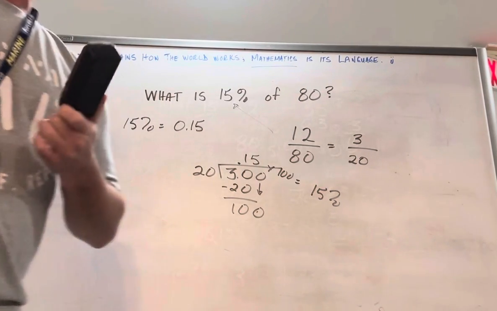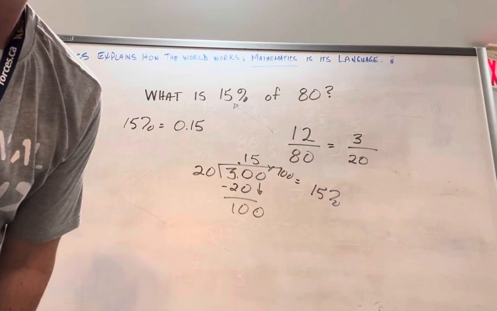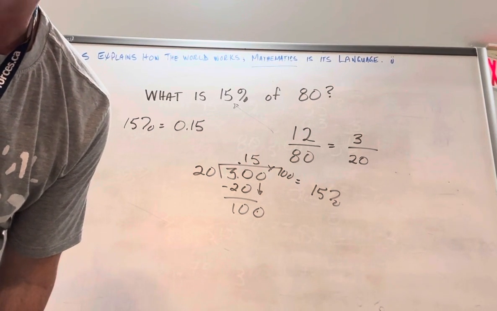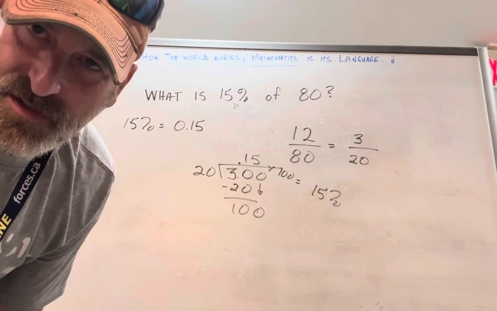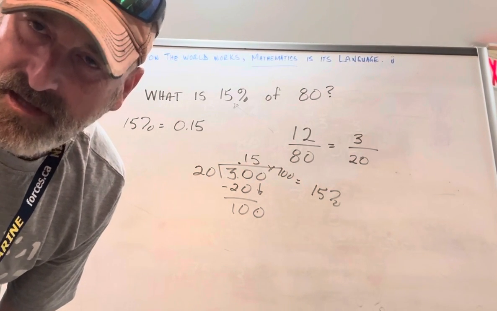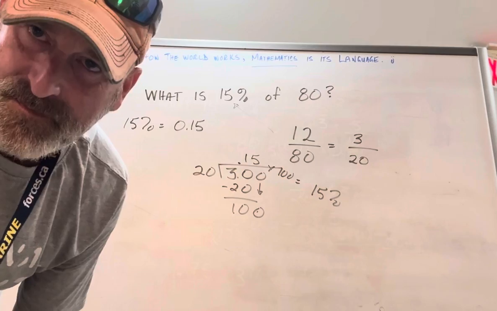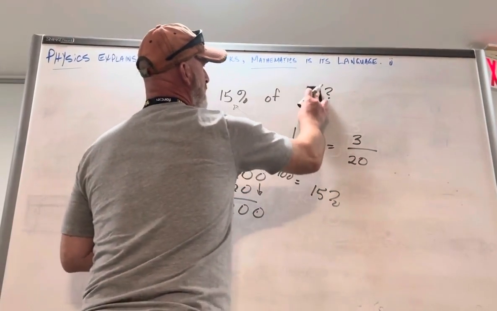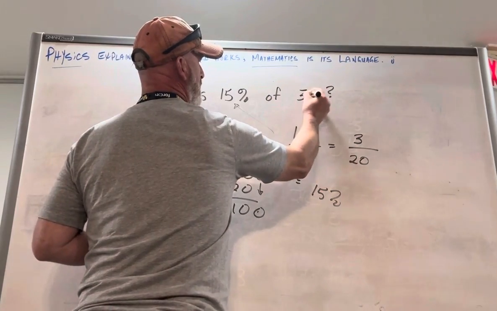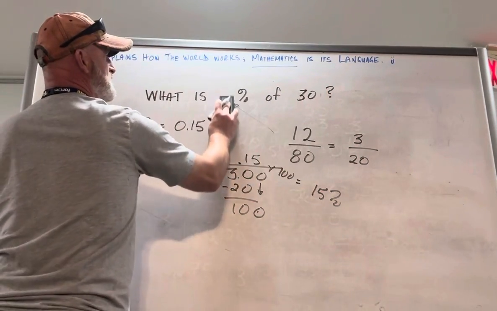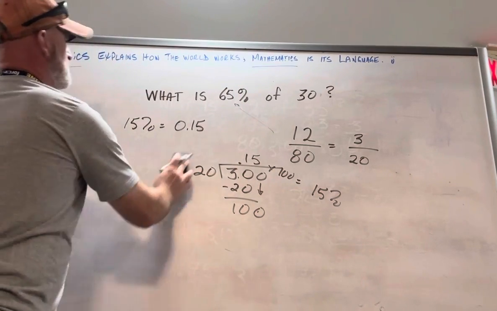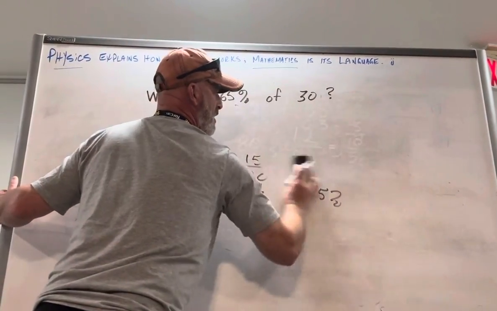So why don't you do one? You have a test that's out of 30. What mark do you need to get 65%? I said the test is out of 30. You need to get 65%. So let's do it together.